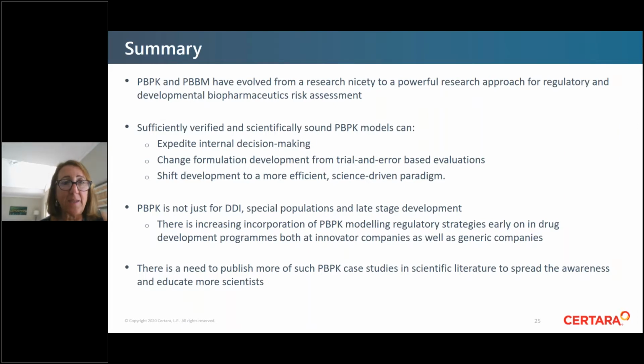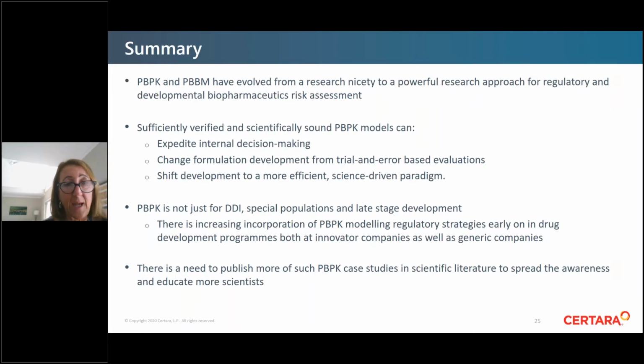We like to say that these methods, whether it's PBPK or PBBM, many acronyms in this business, have evolved from a research nicety to a powerful research approach for both regulatory perspective and bringing, as I said earlier, new paradigms to the regulatory process, and for R&D in biopharmaceutics risk assessment. What we have, I believe, demonstrated today is that scientifically sound PBPK models can expedite internal decision making.